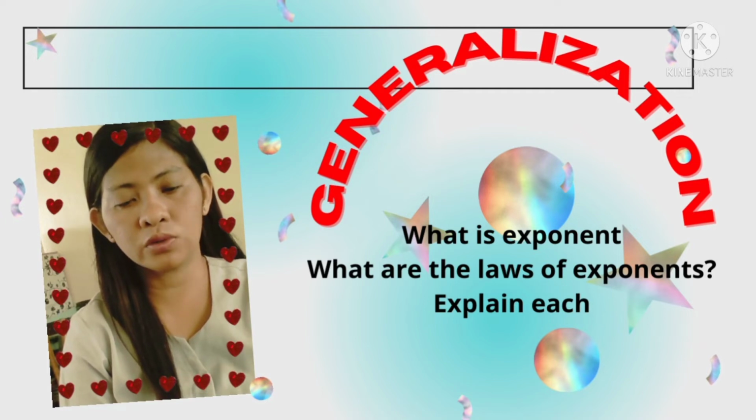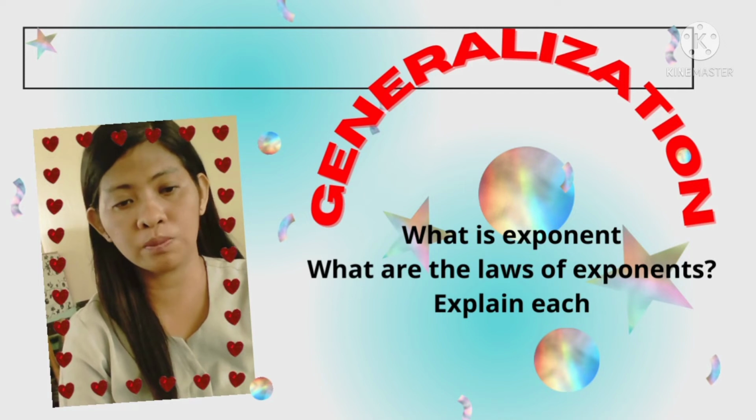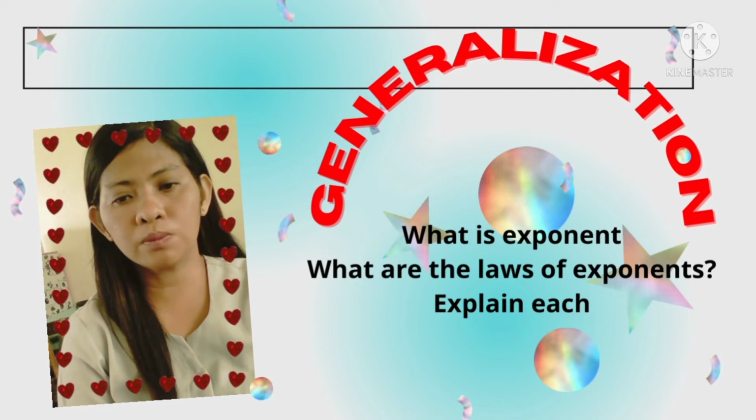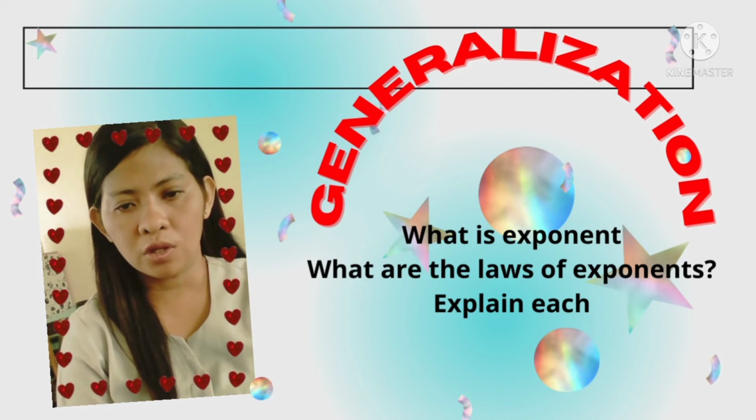What are the laws of exponent? The laws of exponent are product of power, power of power, power of a product, and power of a quotient. Can you explain each law of exponent? Yes. The first law of exponent is product of power. It is applicable to the same base, so you will just add the exponents.